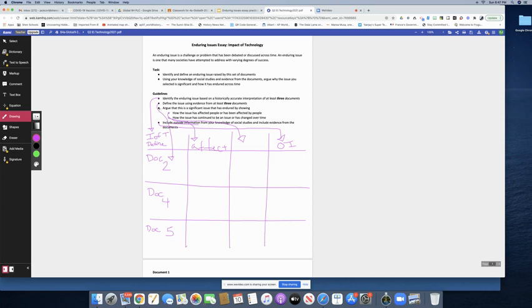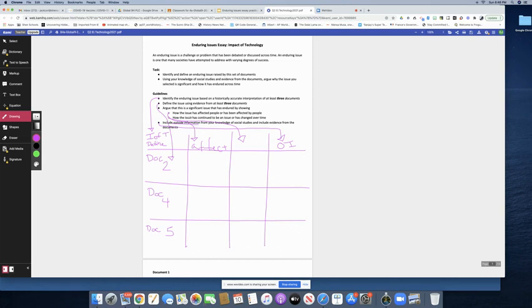The third bullet says I need to argue that this issue is important or significant. So I have to do that in 2 ways. I have to show that the issue affected people. And so I'm going to take that down to this column. And right here, I'm going to write a brief explanation as to how the technology impacted the people in the civilization. Did the technology help them in some way? Did it make their lives better? Did it make them successful? What did it allow them to do? What was the impact of using the technology?